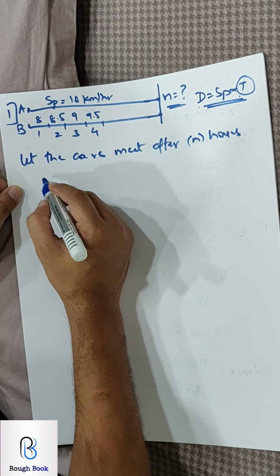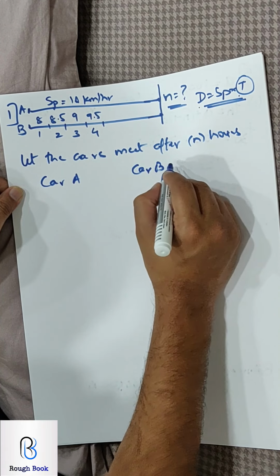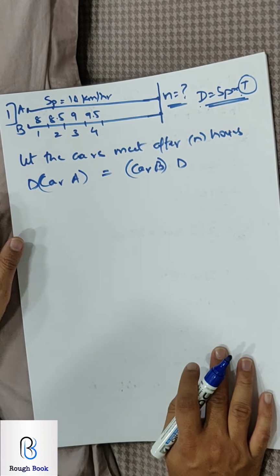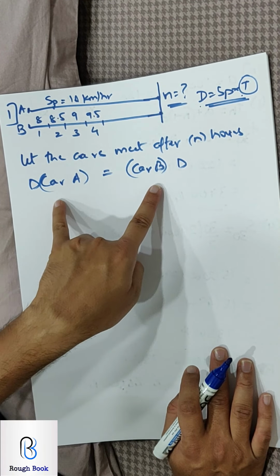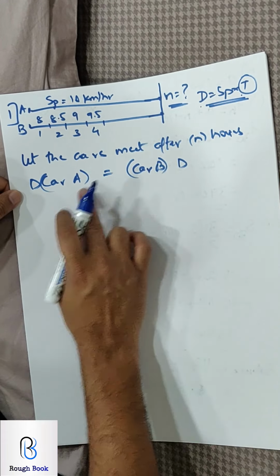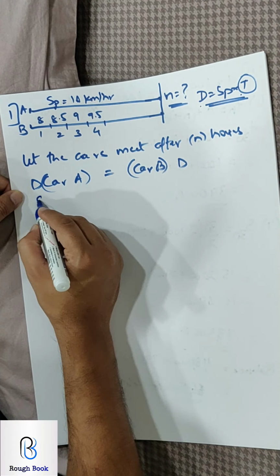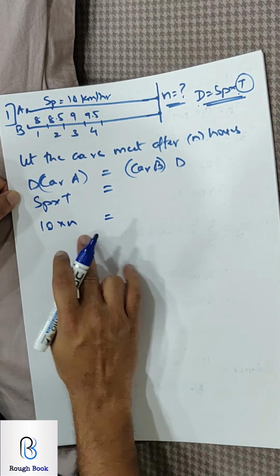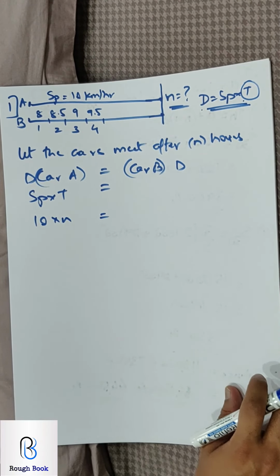Now for car A and car B, the distance for both the cars is the same because they are meeting after a particular point. So both distance travelled is the same. So car A, the distance is equal to speed into time. So speed is 10 and time is n. So car A is easily sorted. What about car B? If you can crack this, you are sorted.